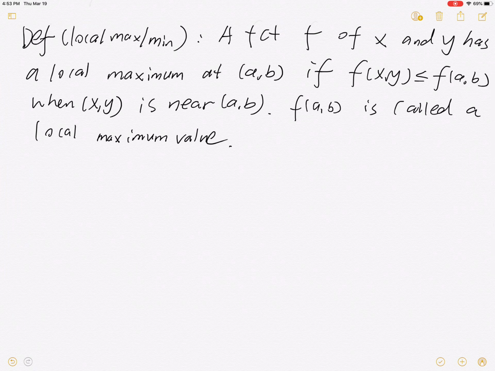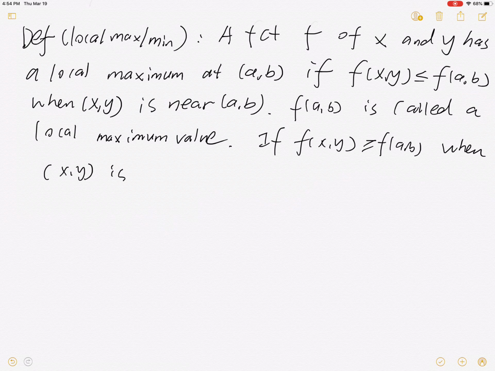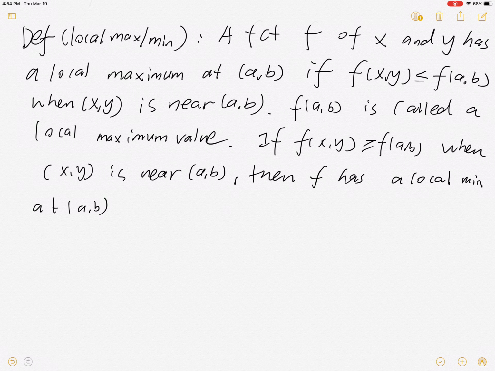Okay, and similarly, if we reverse the inequality, in other words, if f(x, y) is greater than or equal to f(a, b) when (x, y) is near (a, b), then f has a local minimum at (a, b), and correspondingly f(a, b) is a local minimum value.